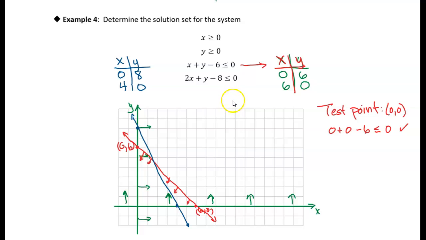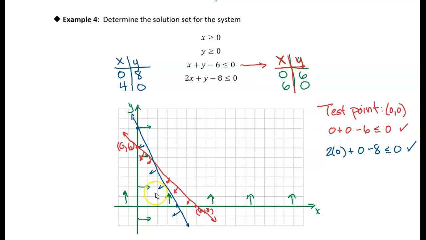2x plus y minus 8 is less than or equal to 0. And I'm going to just use this 0, 0 again because it's available. So I get 2 times 0 plus 0 minus 8 is less than or equal to 0. Is that true? Well, over here, this calculates out to minus 8. Minus 8 is definitely less than 0. So that's also true. So as it turns out, that 0, 0 satisfies both of these inequalities. So I'm going to put arrows on here, right, to indicate which side of the line.